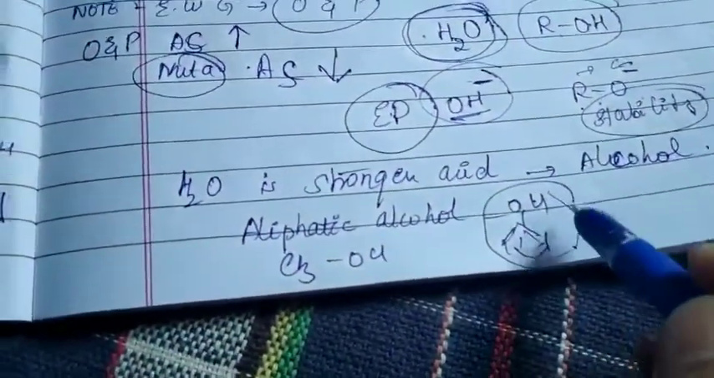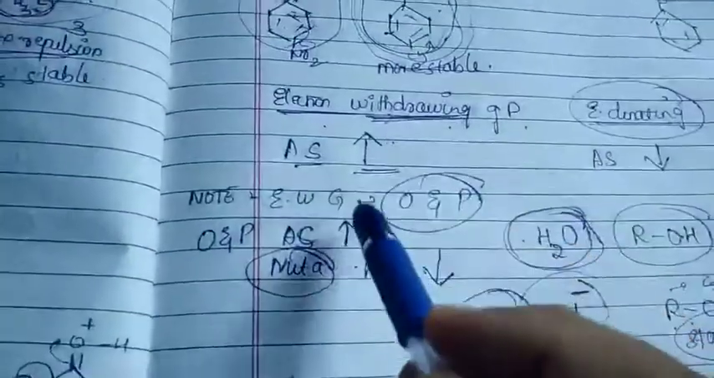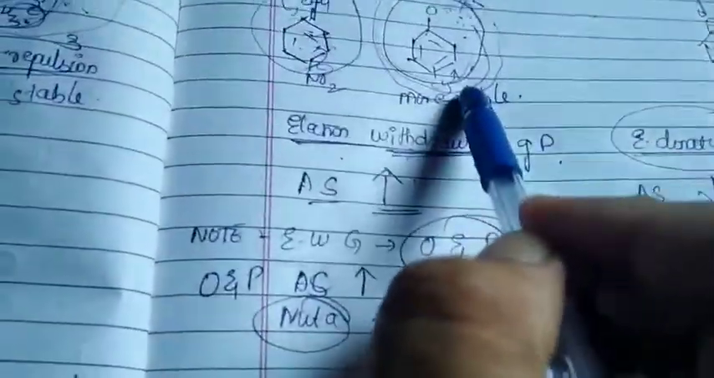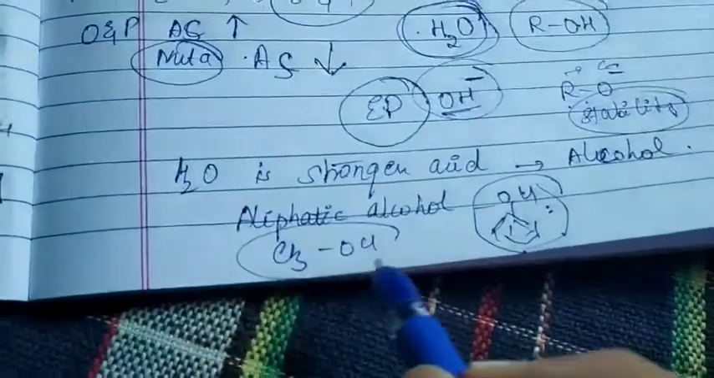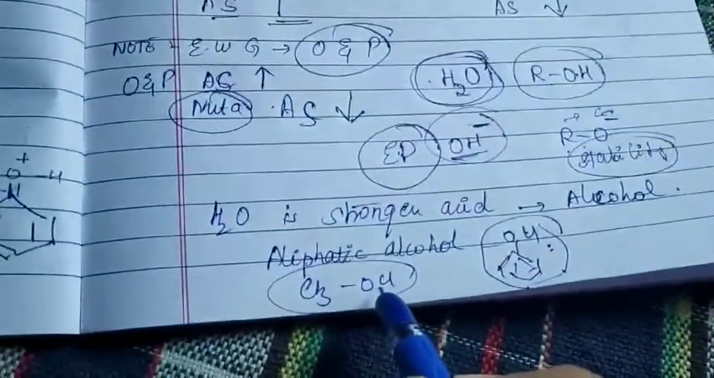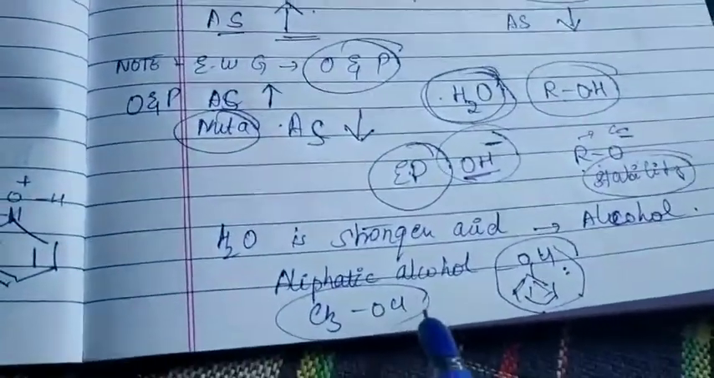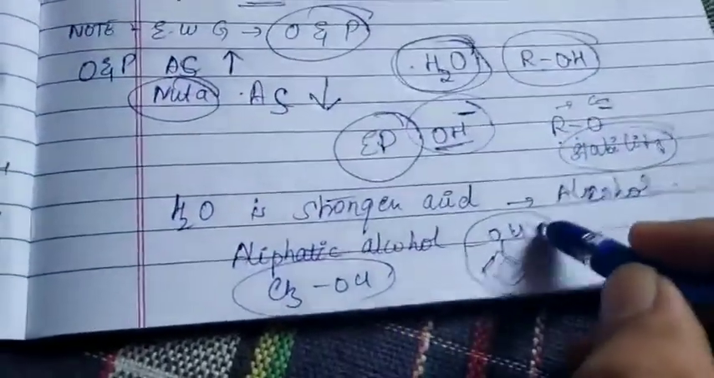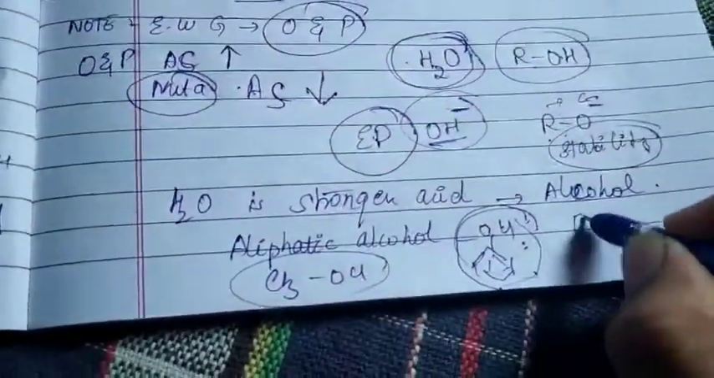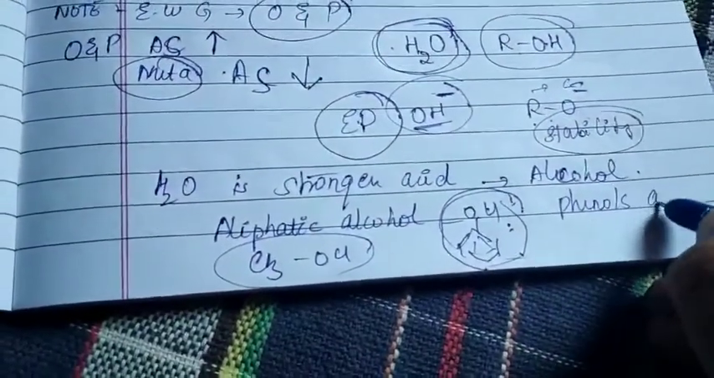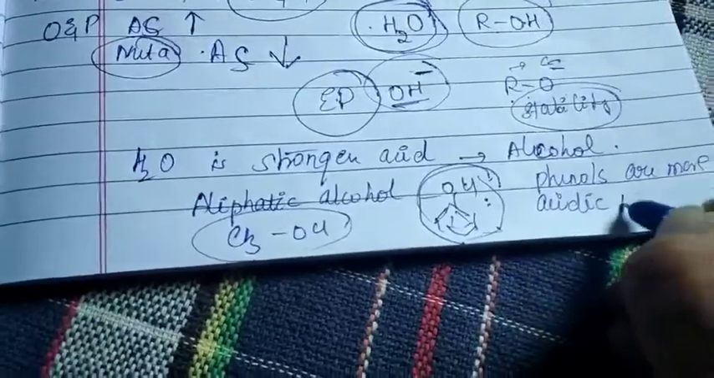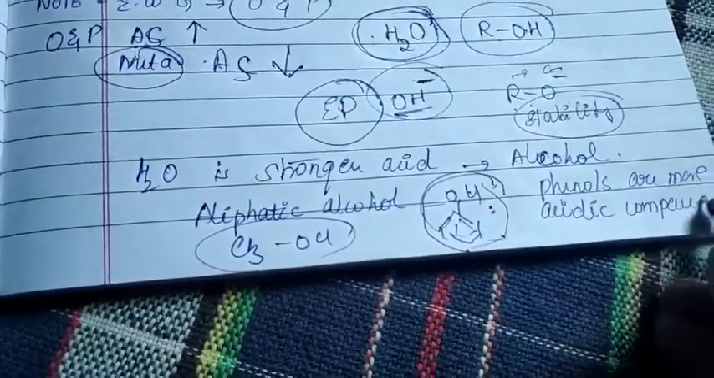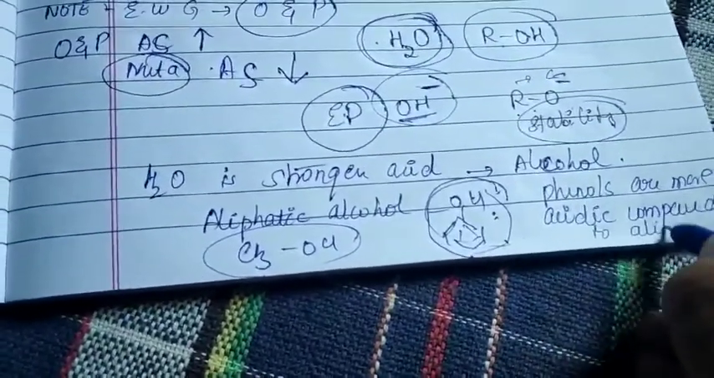Why is it so? Because whatever the phenoxide ion that has been formed, it is stable. That is by its resonance structures we have seen. Whereas the alkoxide ion which will be formed in your aliphatic alcohols is unstable. So that is our reason why phenols are more acidic compared to our normal alcohols, that is, compared to our aliphatic alcohols.